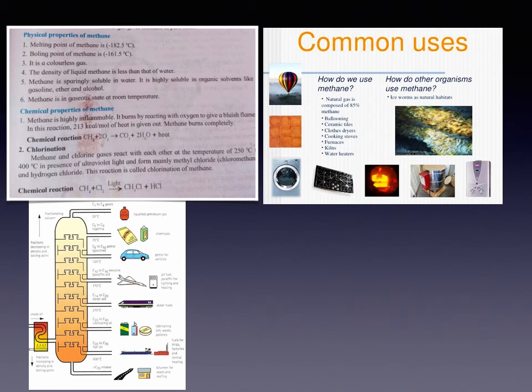Methane gas was discovered by Italian scientist Alessandro Volta between 1776 and 1778 while he was studying the gases found in marshy land.